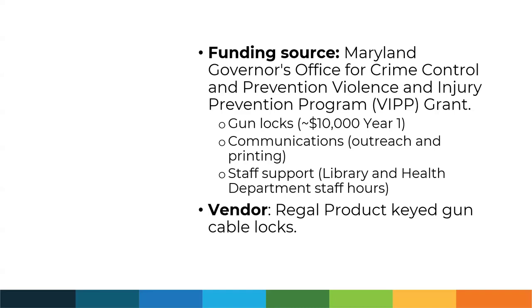That's just one note, but from the health department standpoint, because we have the gun violence intervention team, we applied for a grant with the Maryland Governor's Office for Crime Control and Prevention. We were awarded a grant, and it costs about $10,000 a year, roughly, for year one. Other costs to consider: communication, so printing rack cards to help inform residents on the gun locks themselves, and support from the staff members. There is staff time included in this, both on the library side and the health department side.